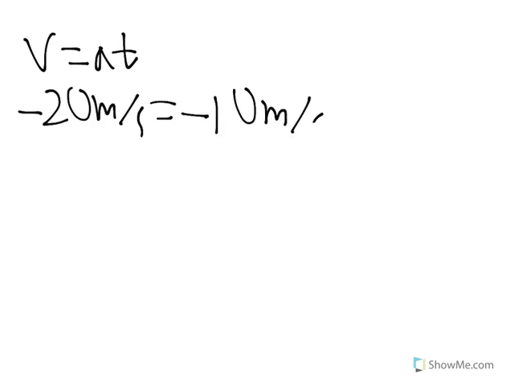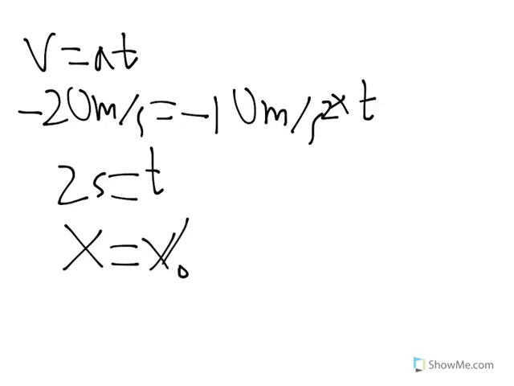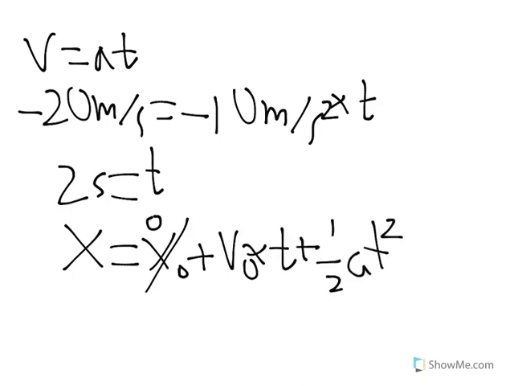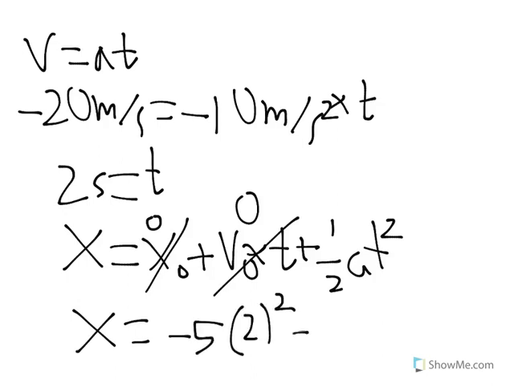Now let's try doing the same thing with the other equation. We know that velocity is acceleration times time, and our final velocity is negative 20 meters per second, because it's downwards, equals negative 10 meters per second squared times time. Divide both sides by negative 10, and you end up with 2 seconds equals time. So we can plug this into the equation: x equals x naught, which starts at 0, plus v naught times t, plus 1/2 at squared. It starts at rest, so v naught is also 0, and all we have is 1/2 at squared. So x equals negative 5 times 2 squared, which is 4. Negative 5 times 4 is negative 20.